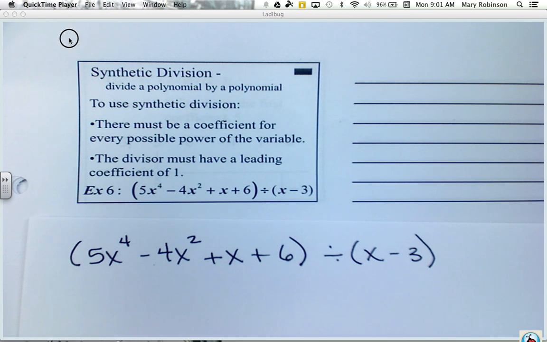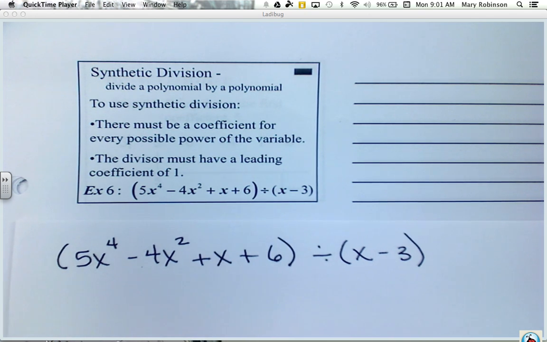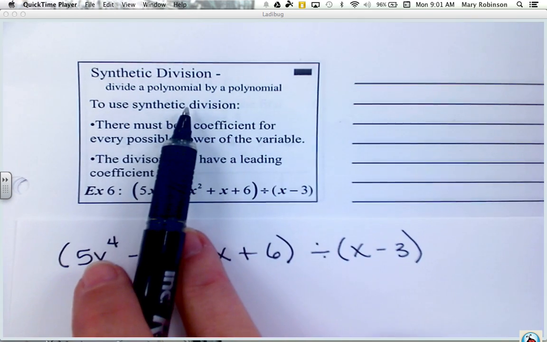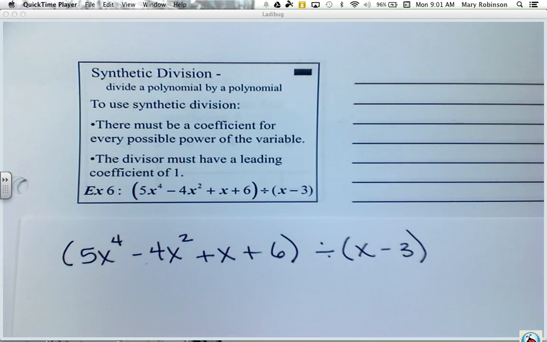Hi, this video is a continuation of polynomial division where we will focus on synthetic division. In the video prior to this, you learned about long division, which is a great method. This is a method that can be viewed as a shortcut, but you've got to learn the algorithm. So synthetic division we will use when we are dividing a polynomial by a polynomial, such as we have here.